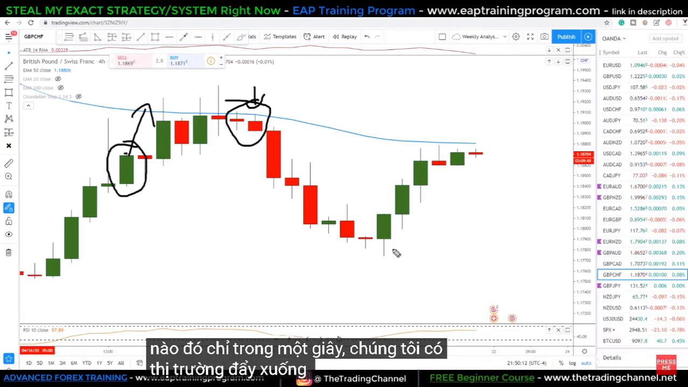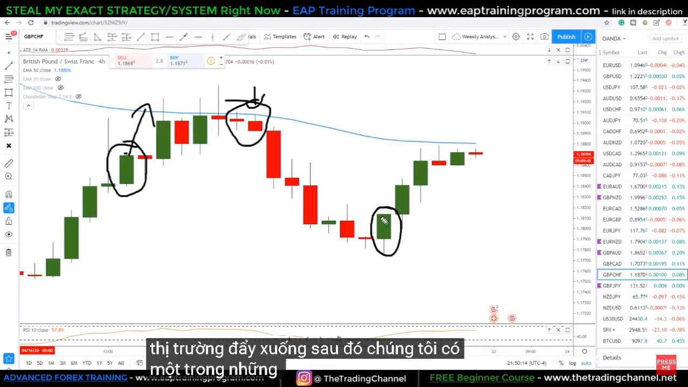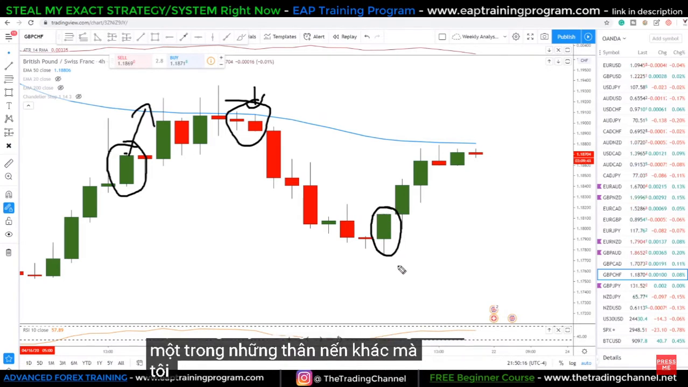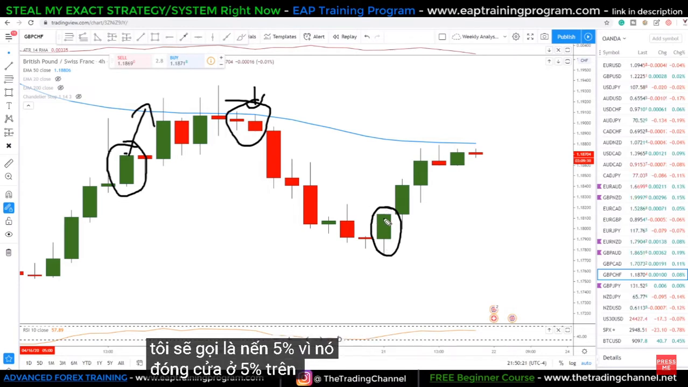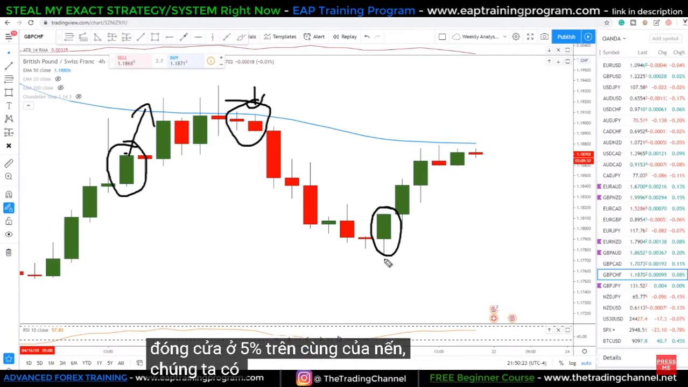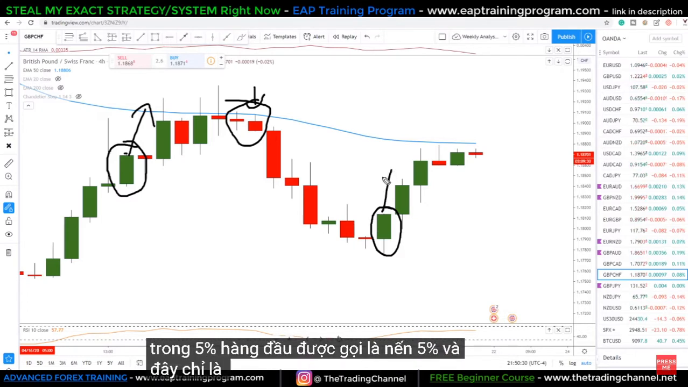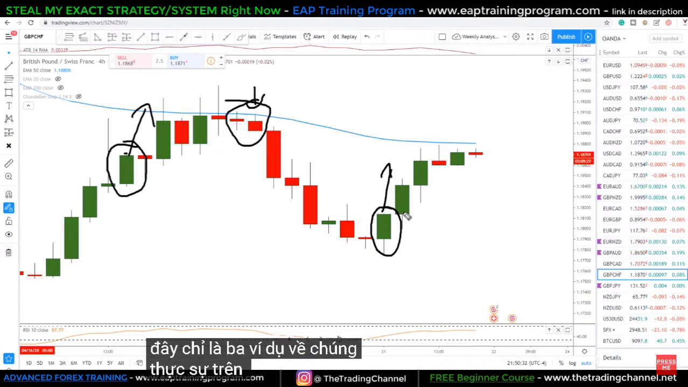We have the market pushing down. Then we have another one of these candlesticks that I'm going to call the 5% candle because it closes in the top 5% of the candle itself. We have a green candle closing in the top 5%. Let's call it a 5% candle. And these are just 3 examples of them actually on the chart.